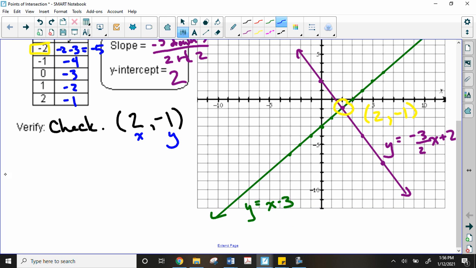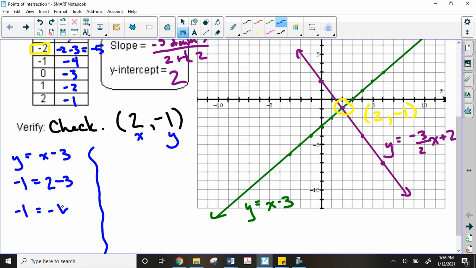So for this equation, y equals x minus 3, wherever there's a y, I'm going to put in a negative 1. And I'm going to see if, when I put in this x value of 2, I get a negative 1 as my answer. 2 minus 3, negative 1. That works.